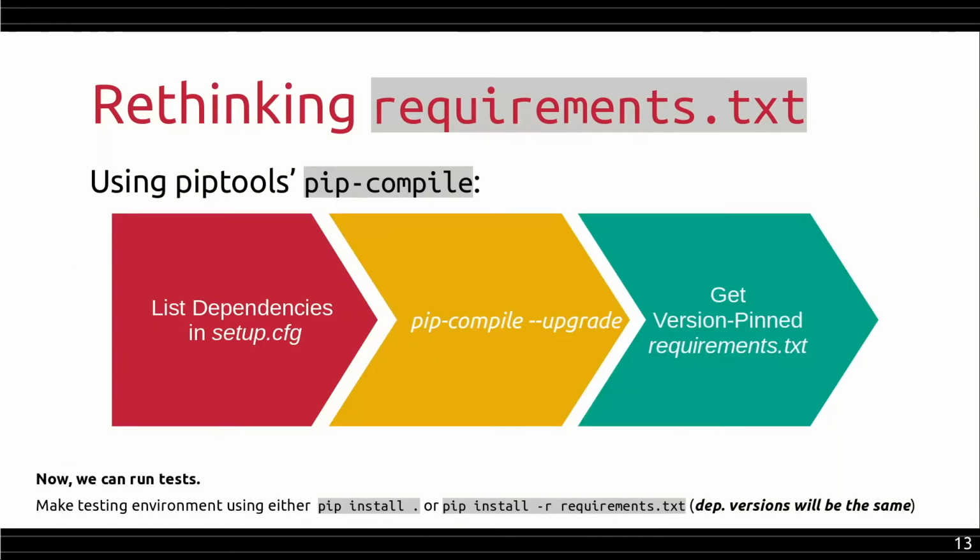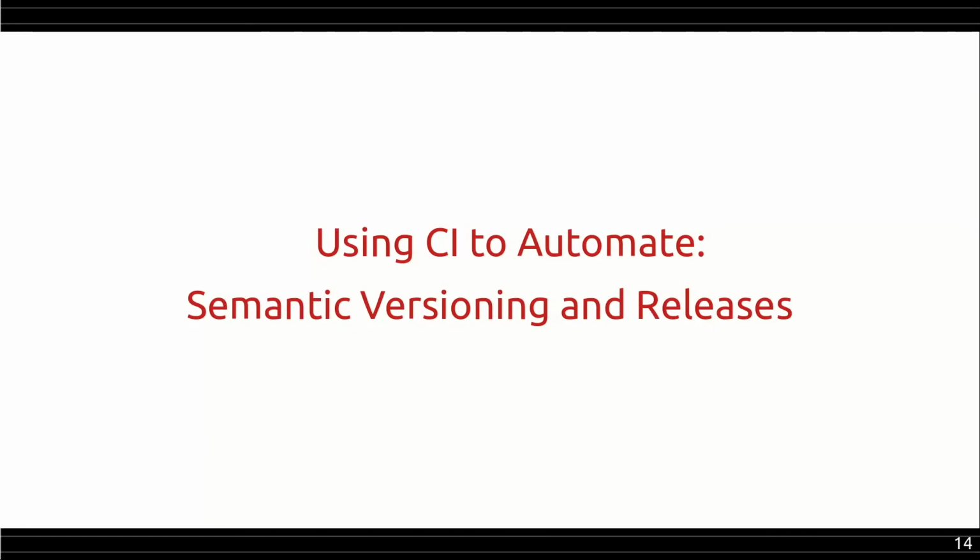We can use pip-tools, pip-compile, and it will create a version pinned requirements file based on our setup.config file. This way we can run our tests using either our pip install . or our pip install -r requirements. They will install the same dependencies. Now we can move on to using CI to automate some of this stuff, specifically semantic versioning and releases.